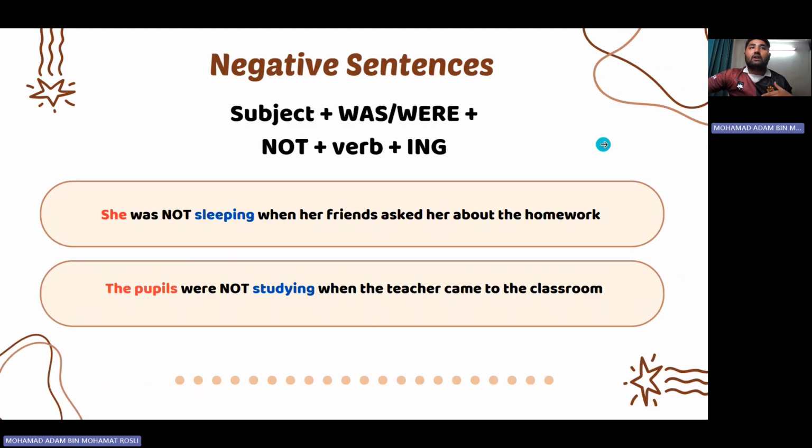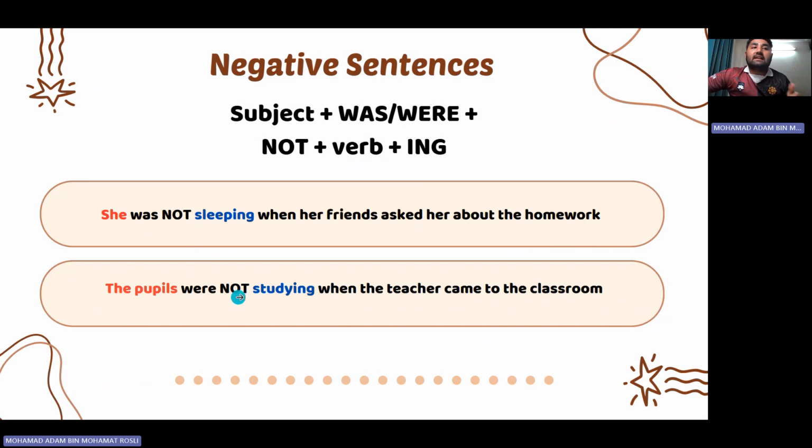However, you can also create negative sentences, but the form is a little bit different, whereas you need to add the subject plus was or were plus the negative word, which is not, and then add the verb plus ing to it. For example, she was not sleeping when her friends asked her about the homework. So here, not is the negative word. Therefore, it tells that she was not sleeping when her friends asked her about the homework.